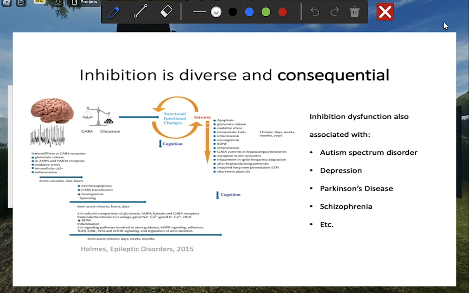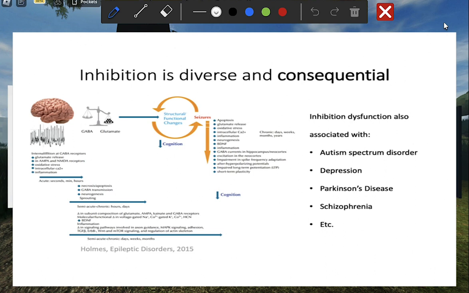At least that's one theory of depression. And obviously there are many different types and etiologies or causes of depression and other diseases. I'm not saying inhibition is the sole cause of all these diseases, but they're heavily implicated. So, given that inhibition is so diverse and so consequential, let me give one concrete example based on some of my previous research.